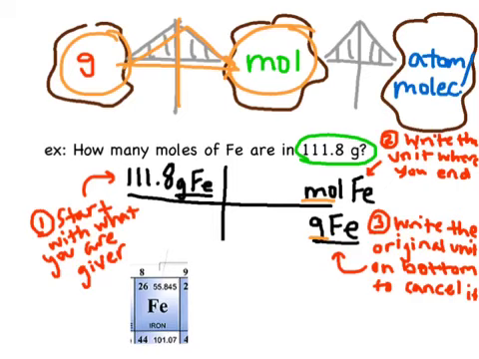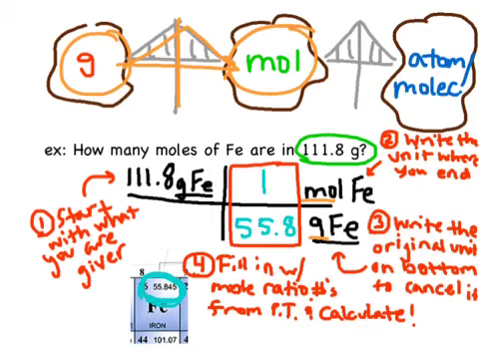Okay, and we can see that there are 55.8 grams per mole. So we're going to put that number. The 55.8 is the grams, so it goes on the bottom. And that's grams per mole, so that's in 1 mole. So 1 goes on top with the mole, and 55.8 goes on the bottom with grams, because 1 mole of iron equals 55.8 grams. We got that from our periodic table.